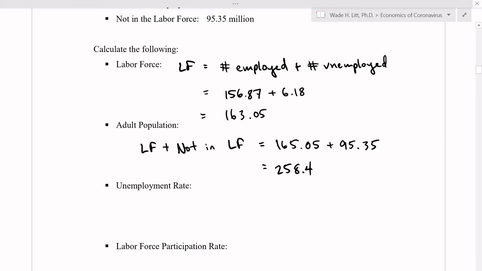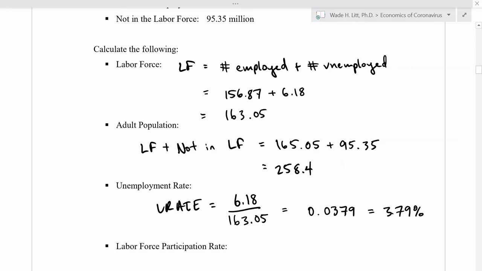Okay. So calculating the unemployment rate. This is the unemployed, 6.18, divided by the labor force. That comes out to 0.0379, which is equal to 3.79%.